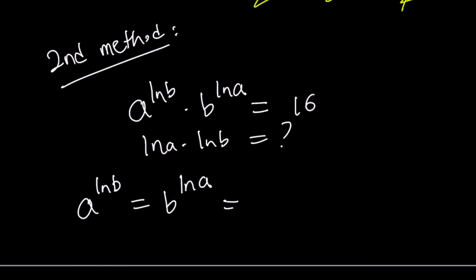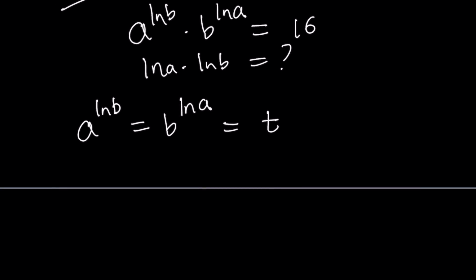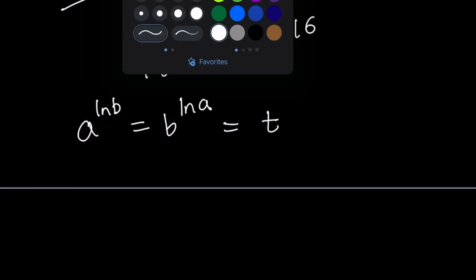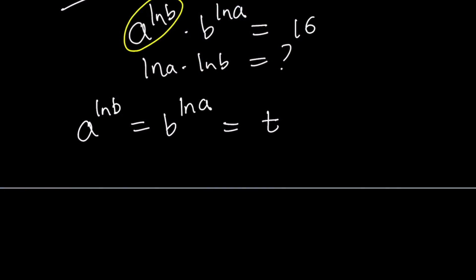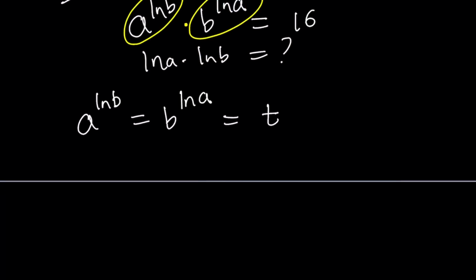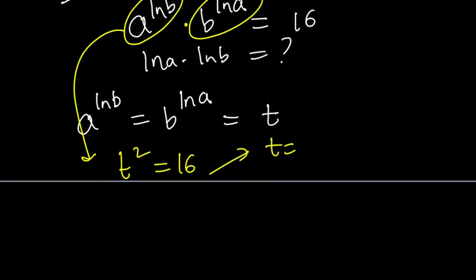So let's set each one of these equal to t, since they're equal to the same thing. Now if you replace each one of these with t, this is t and this is t. By the way, tea is a really good drink, anyways, black tea especially in the morning. So replacing a to the power ln b with t, you get t squared equals 16. Now this gives us two results: t is 4 or t is negative 4.